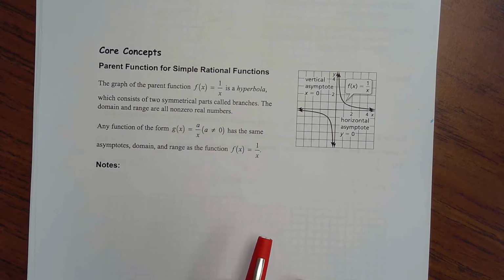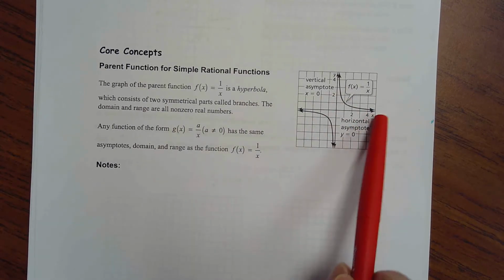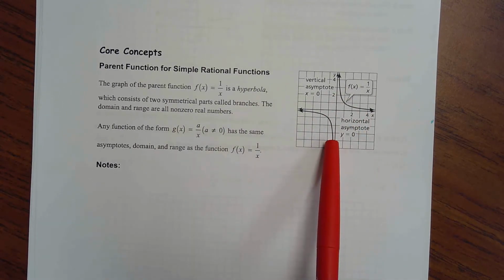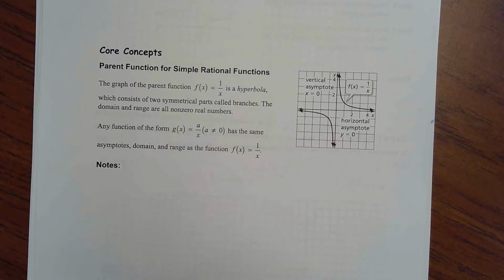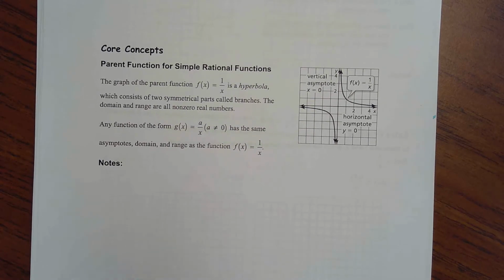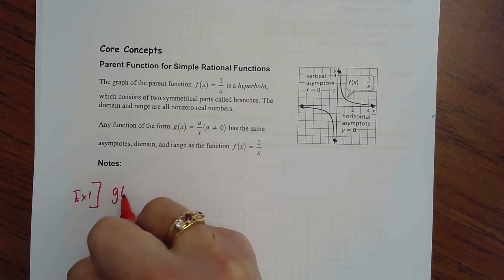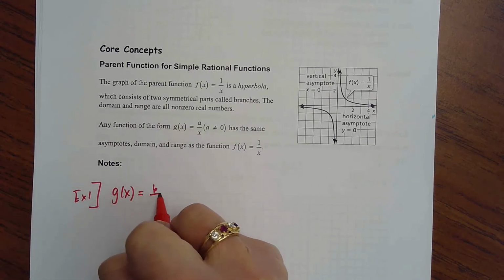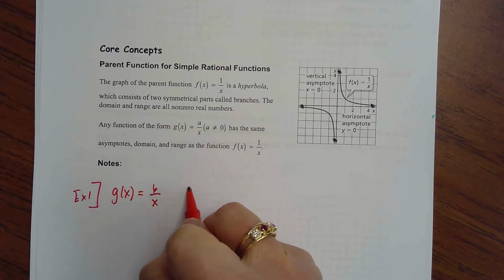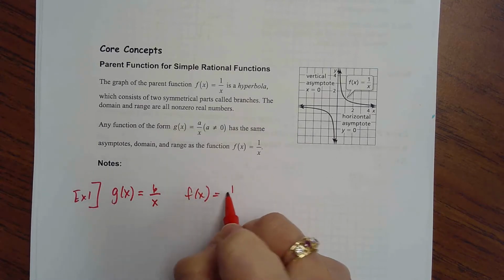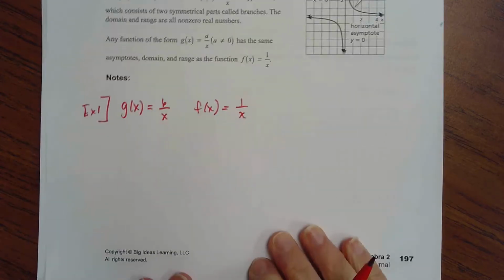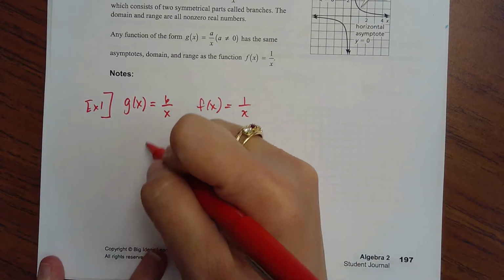There are a couple different examples of how to graph a function, and also how this relates to shifts. Is it shifted left, right, up, down? Is it a vertical stretch or horizontal stretch? Something like that. Let me give you an example. Let's say g of x equals 6 over x, and f of x is equal to 1 over x. How would these graphs look different?